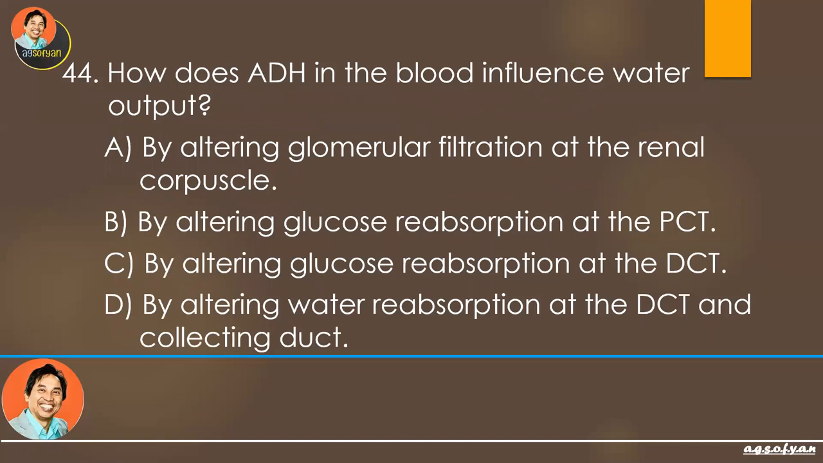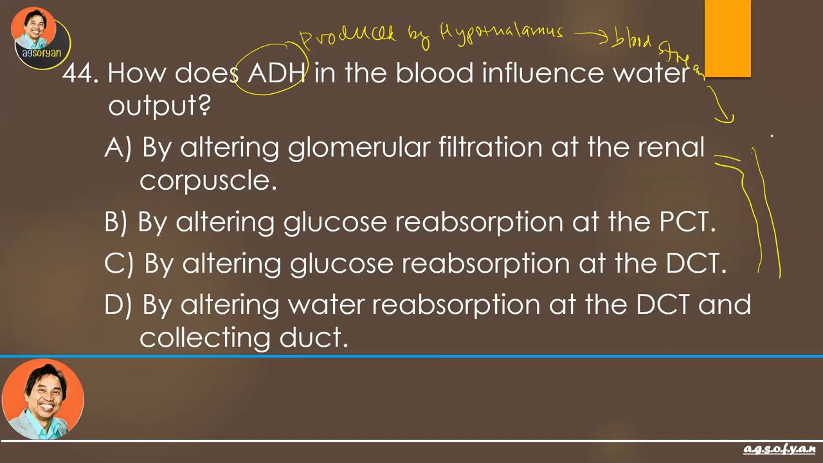How does ADH in the blood influence water output? Okay, so here's your answer. ADH is produced by the hypothalamus, then goes to the bloodstream, then it reaches the duct that collects the urine from the nephron, and this duct is called the collecting duct. In the collecting duct, the ADH will increase the water reabsorption to the blood. So look for that one. Mainly in the collecting duct, by altering the water reabsorption in the collecting duct.